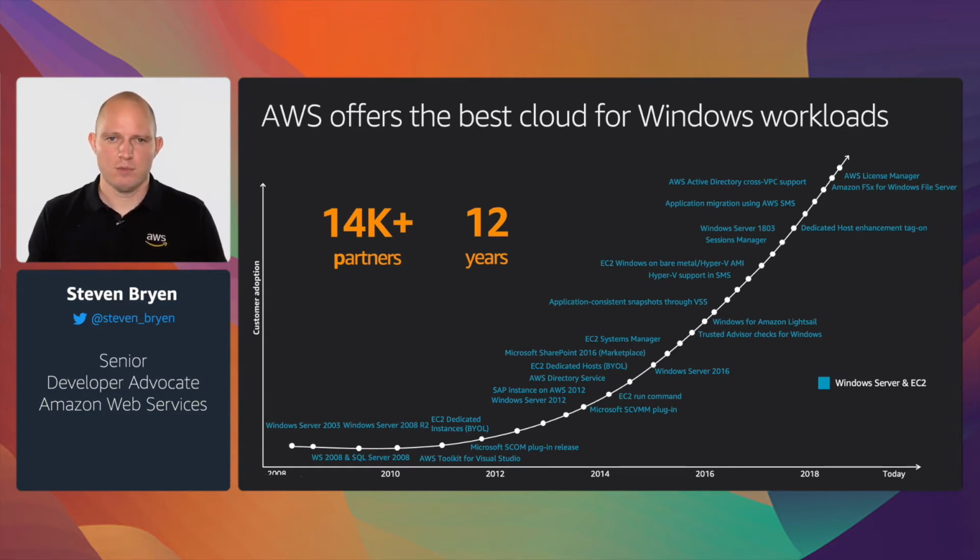We can pick on a few here, some of maybe our more recent ones, like our AWS License Manager service or our FSx for Windows File Server, which we'll touch on briefly in this session as well today, but also a ton of support for running general Windows Server on AWS as well.